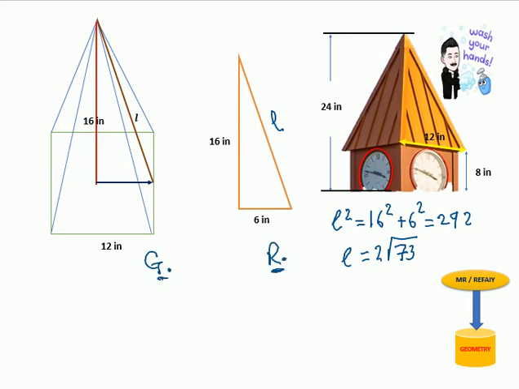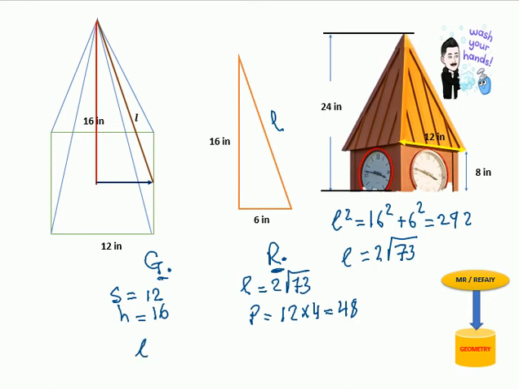The given is S, it's 12, and H, it's 16. The required is L, and you get it already, it's 2 root 73, and you are in need for the perimeter of the base. And the base here, it's also square, so 12 times 4, it's equal 48.